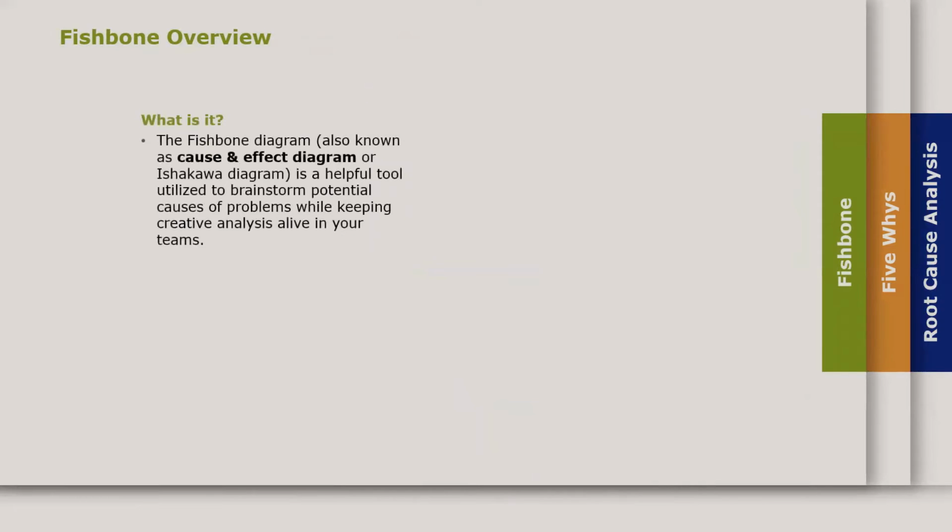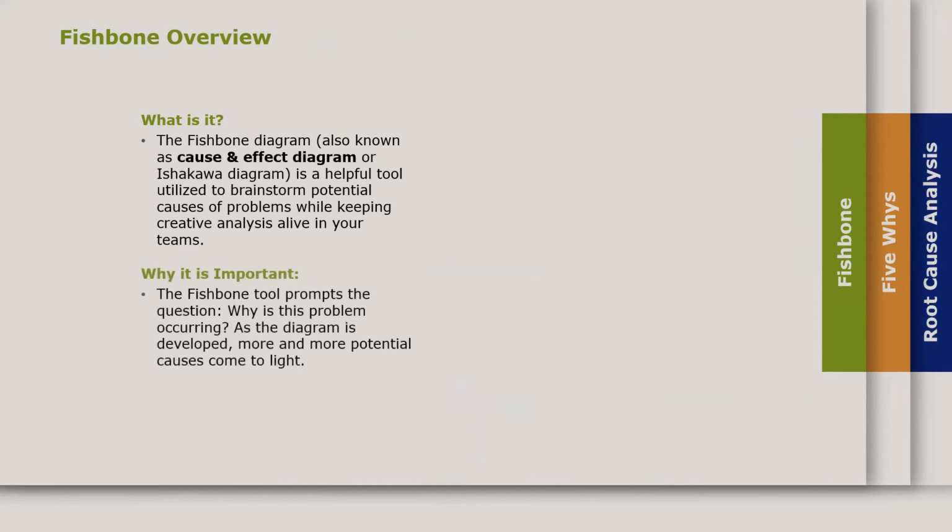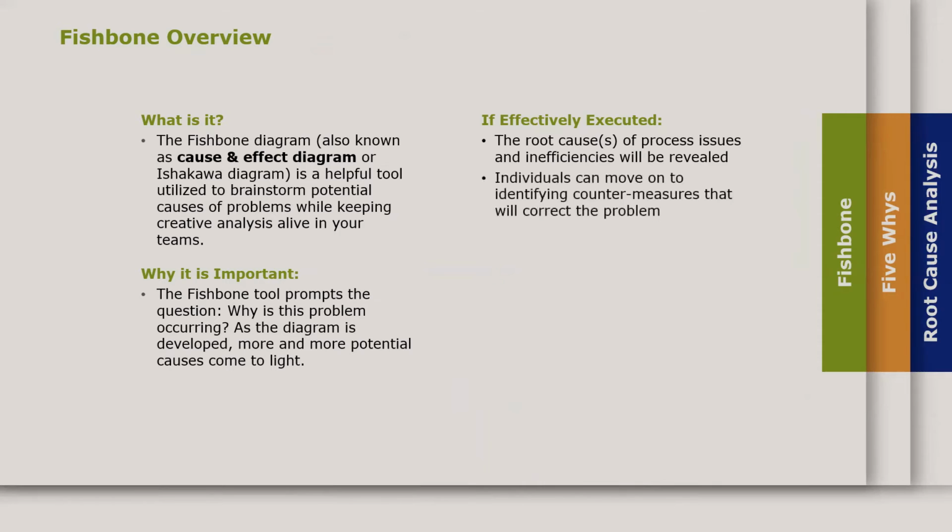A fishbone diagram, also known as a cause and effect diagram or Ishikawa diagram, is a helpful tool utilized to brainstorm potential causes of problems while keeping creative analysis alive in your teams. The Fishbone tool prompts the question, why is this problem occurring? As the diagram is developed, more and more potential causes come to light. If effectively executed, the root cause of process issues and inefficiencies will be revealed. Individuals can then move on to identifying countermeasures that will correct the problem. After successful analysis, the root cause of the specified issue in the problem statement will be identified.